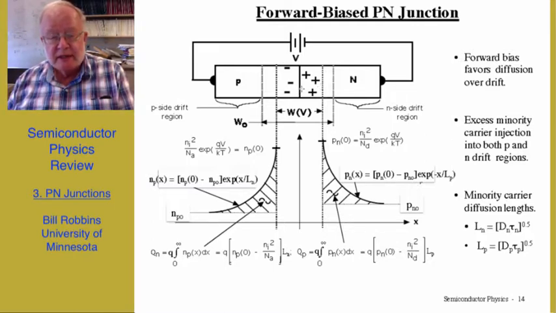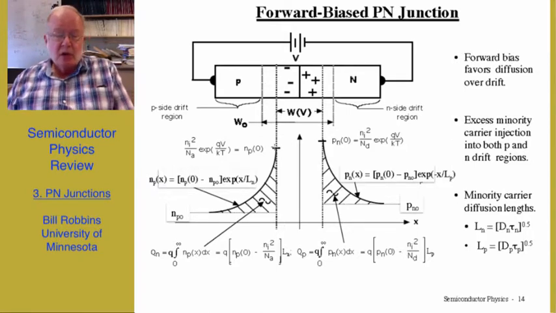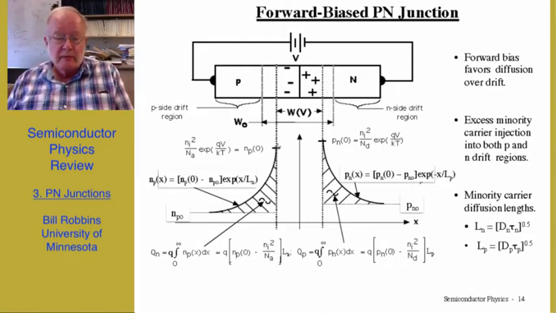The other consequence is that the potential barrier for diffusion is now much lower, and so it's much easier for the minority carriers, which are holes in the p-type region, to diffuse across from the p region where they're the majority, and similarly for electrons on the n-type side to diffuse into the p-type region. As a consequence of this, we now have a large number of excess minority carriers: holes on the n-type side and electrons on the p-type side.